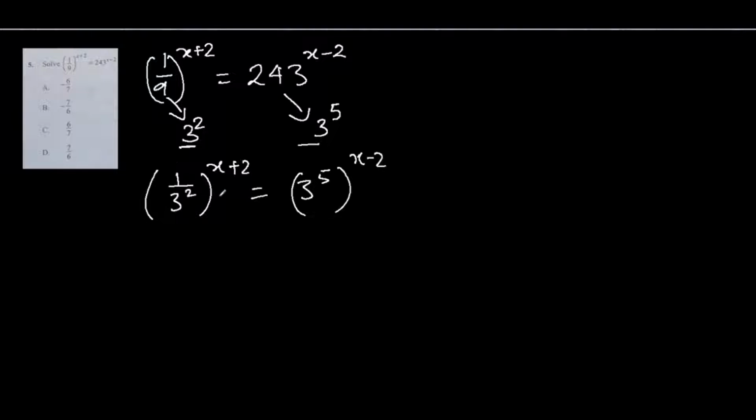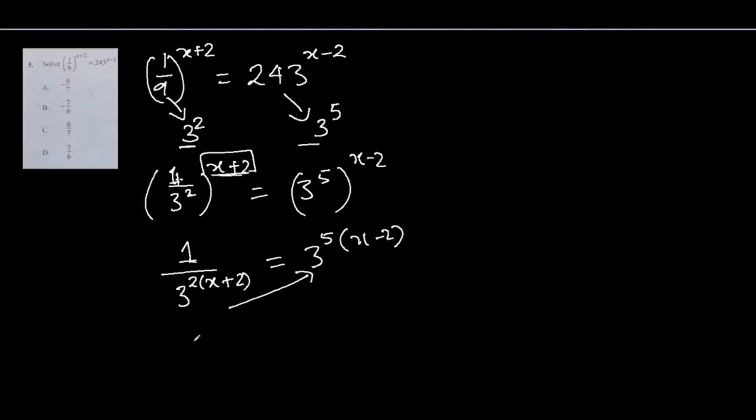And we know that the exponents multiply when there is an exponent inside and one exponent outside. So 1 to the power x plus 2 is 1. It does not matter what is the power. 1's power, anything will always be 1. And 3 to the power 2x plus 2 equal to 3 to the power 5x minus 2. Now we can multiply these two. So 1 will stay on the left side. It will become 3 to the power 2x plus 4 multiplied by 3 to the power 5x minus 10.